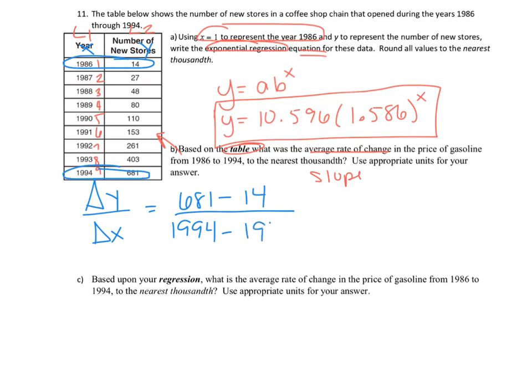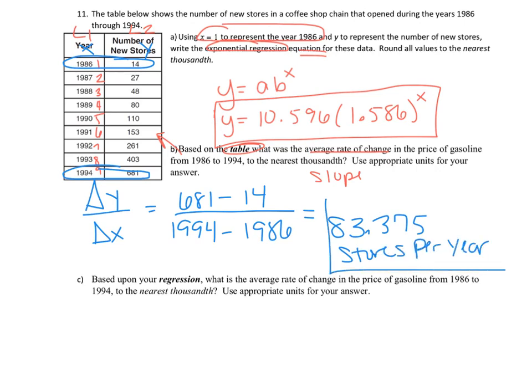Okay, 1986, and when you plug that in, you should end up getting about 83.375, and labeling it, it's stores per year. The reason why it's labeled as stores per year is because stores was the y and years was the x, and when you read division or any type of fraction or any type of ratio, it's the numerator per the denominator, so stores per year.